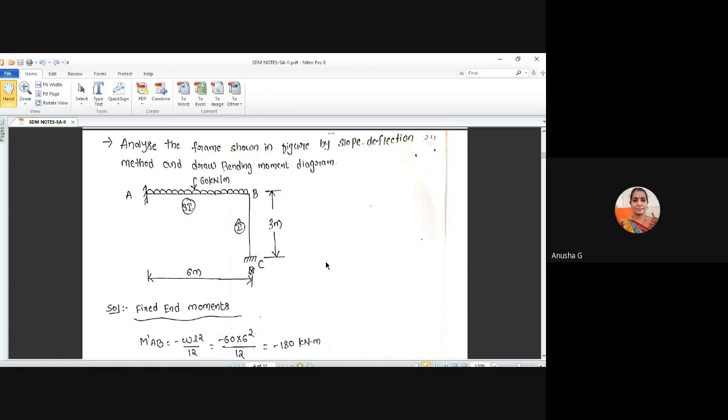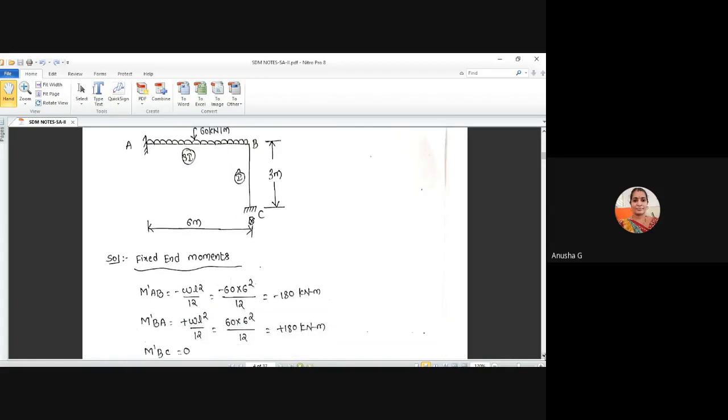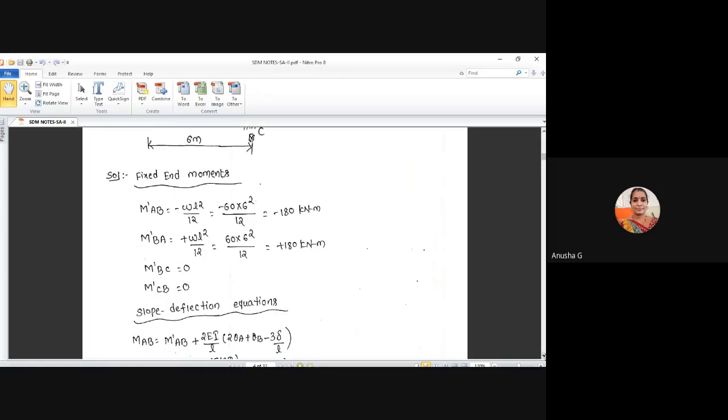Step 1, fixed end moments. MFAB equals minus WL square by 12, that is due to UDL. Next, MFBA equals plus WL square by 12. For BC and CB, there is no load acting on the column, so they are 0.